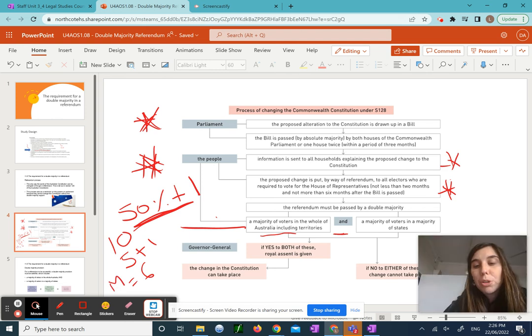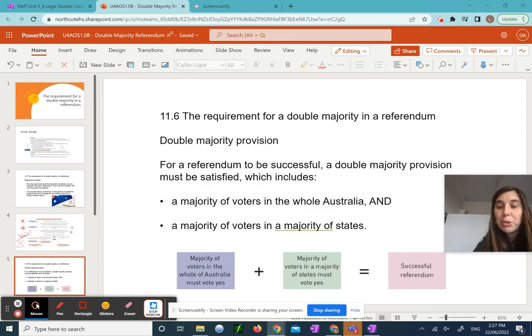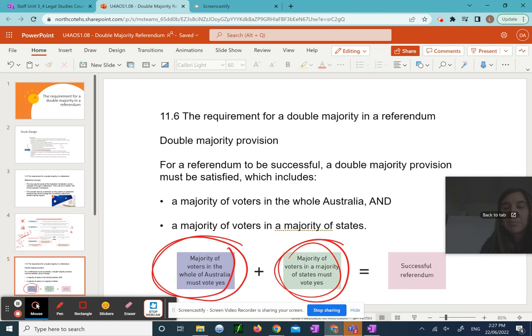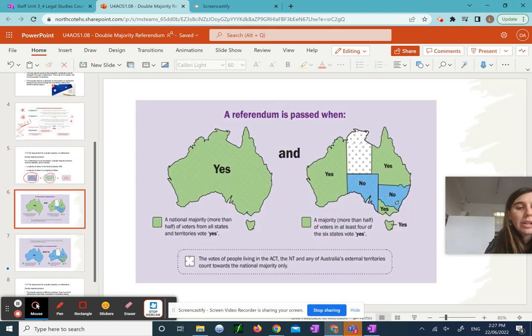Okay, so the majority of people across all voters, and it also requires the majority of a yes vote across the states. As some states have larger populations than others, a larger state may vote yes to a referendum, but a smaller state may actually vote no, and there'd still be a majority of voters all up. So we'll explain that a little bit more in detail, but in order for a successful referendum to pass, just like I've said, the double majority provision provides that the majority of voters must say yes and the majority of states must say yes. So let's look at what that looks like visually.